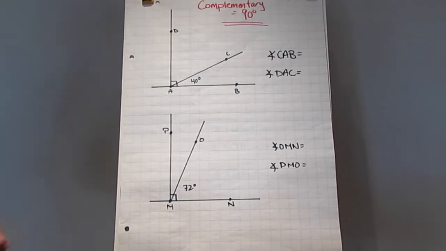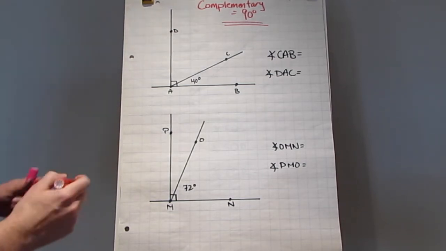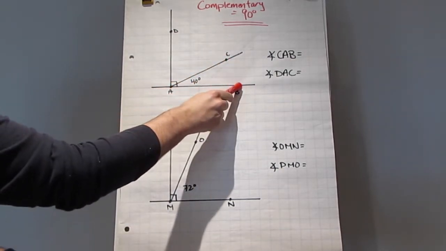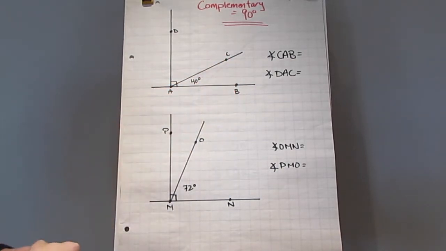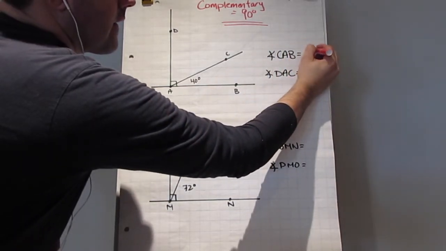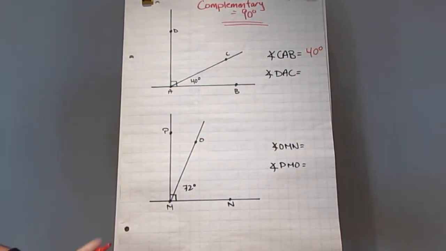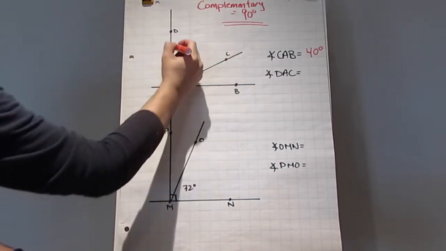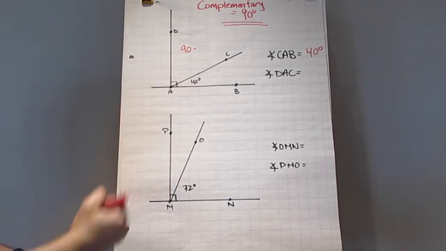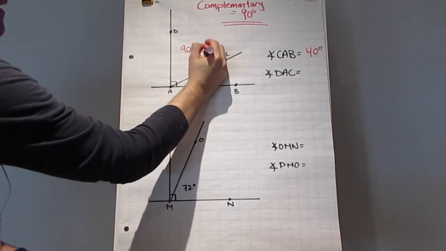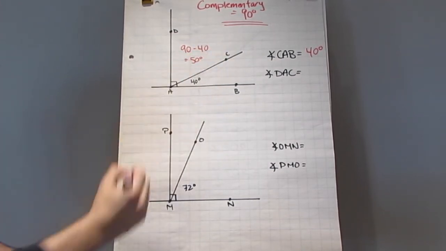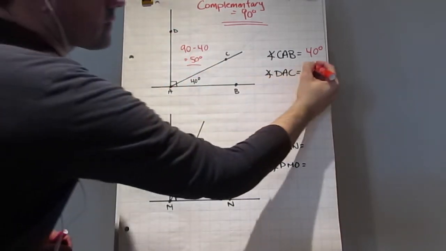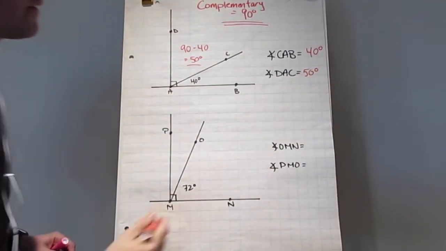When looking at our angles to figure out our measurements, we can look at a couple different angles that we have here. Angle CAB, and we see that that's already marked off as being 40 degrees. So using our math skills, we can figure out that angle DAC must be 90 degrees minus the 40, which is going to give us a complementary angle of 50 degrees. Therefore, angle DAC is equal to 50.